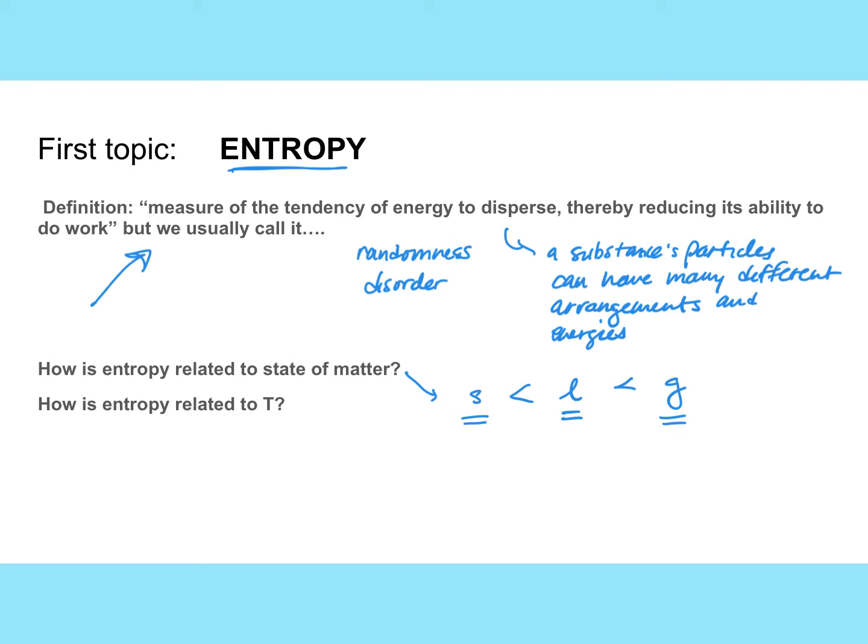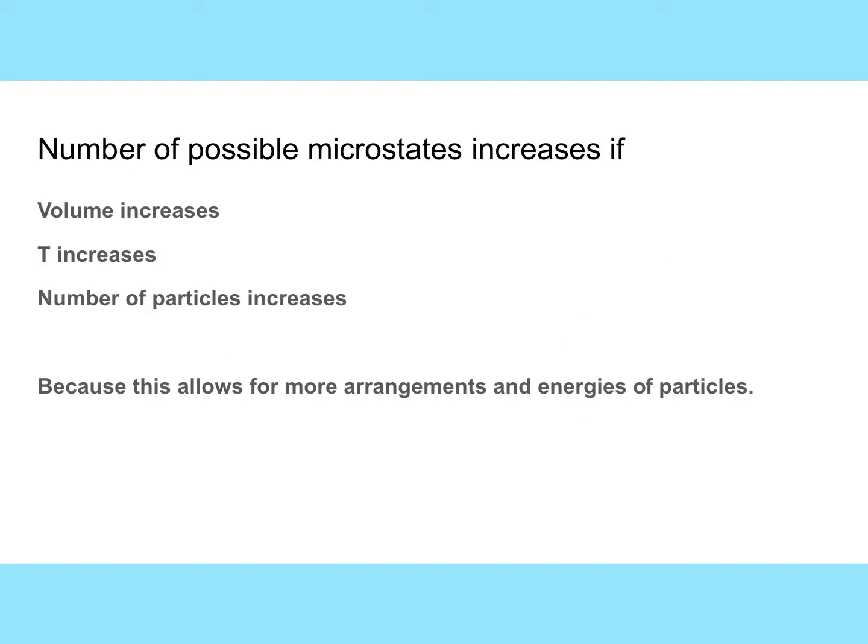And because they're freely separated from one another, the particles can arrange and twist and turn in many, many different directions. In terms of the relationship of entropy to temperature, the lower the temperature, the less entropy a system has, because the particles have less energy of whatever kind. So these arrangements and energies we will call microstates, okay?